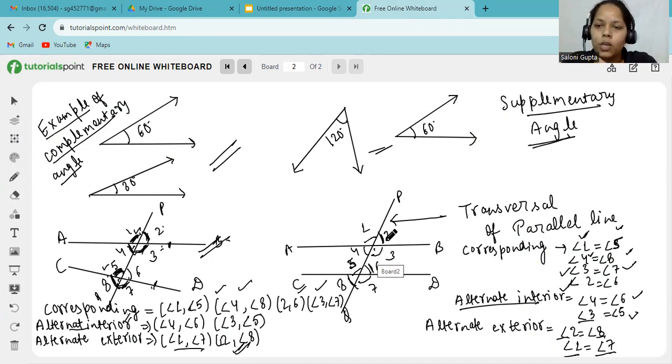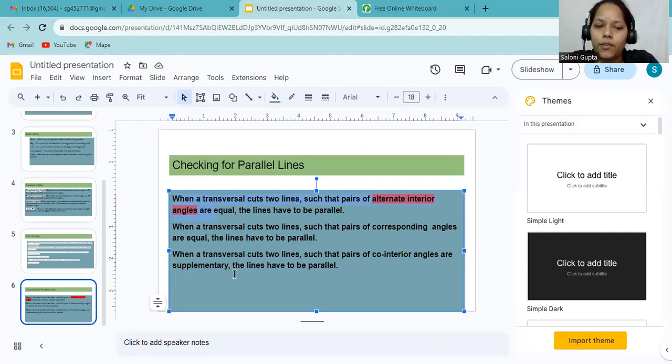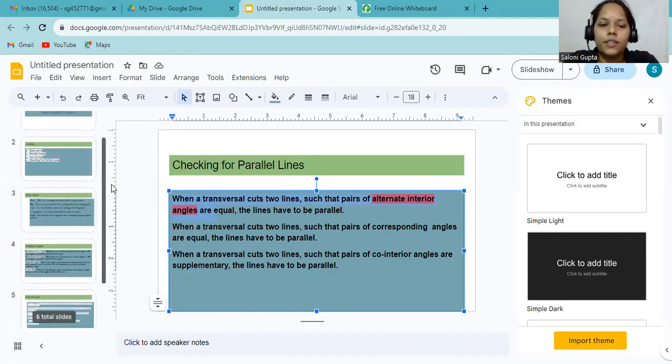Alternate interior angles should be equal. If you can prove even one of the conditions, then the lines will be parallel. So the alternate interior angles should be equal, or the corresponding angles should be equal, or, third, the co-interior angles should be supplementary. So this is all we'll discuss today.